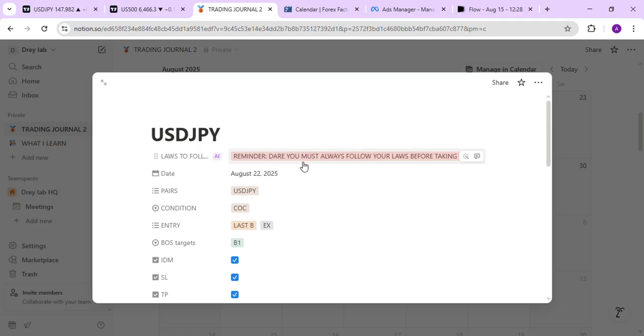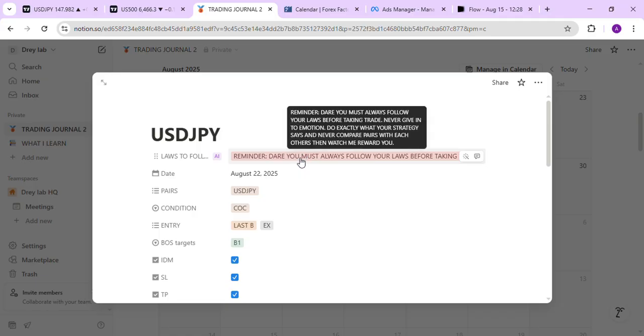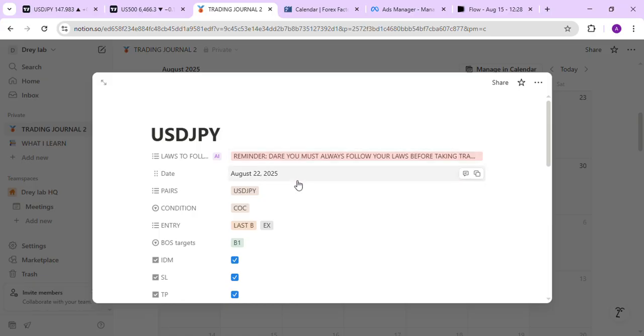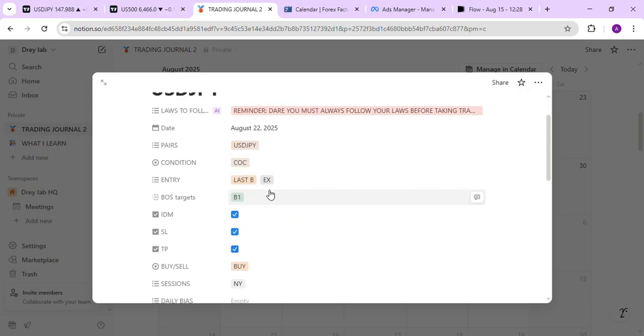So now this is just for the reminder before I proceed. Then once I come here, the date automatically fixes itself here. Then I have to re-put the pair again in this level. Then what else? Now, what's the condition of the trade I'm taking? Change of character. That's why I said CHoCH, which is change of character, COC, or trend.